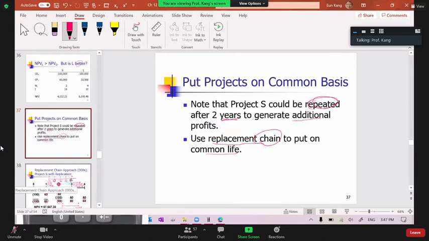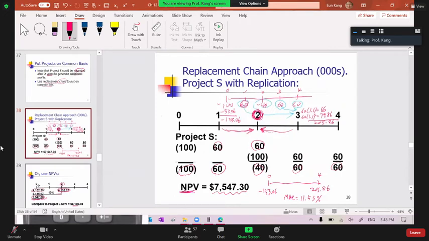Replacement chain approach. With the replacement chain approach, you have a high NPV, but MIRR is 11.53. Why is it pretty low? That's the problem of MIRR, right? That's a really good point.